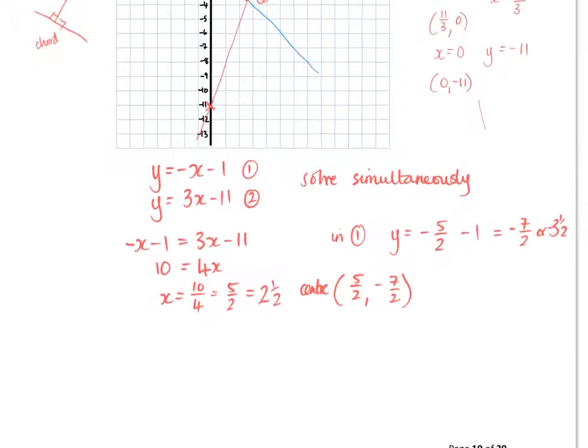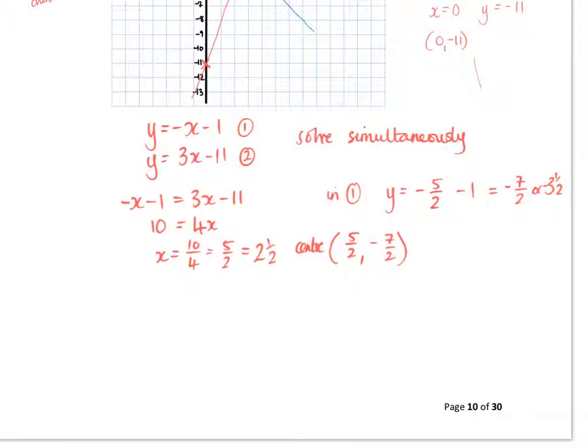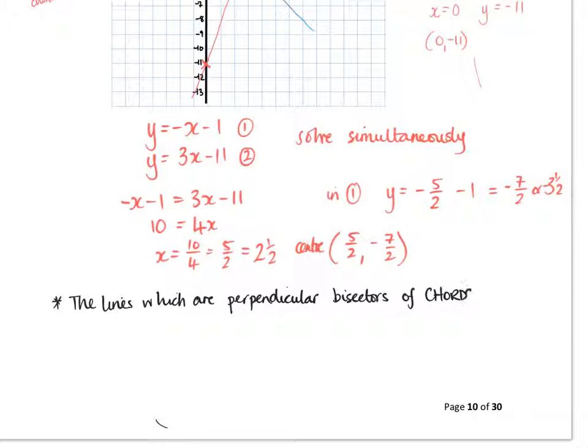So key thing that you need to take from this is the lines which are perpendicular bisectors of chords in a circle intersect at the centre of a circle. That's your one new thing from A-level so far.